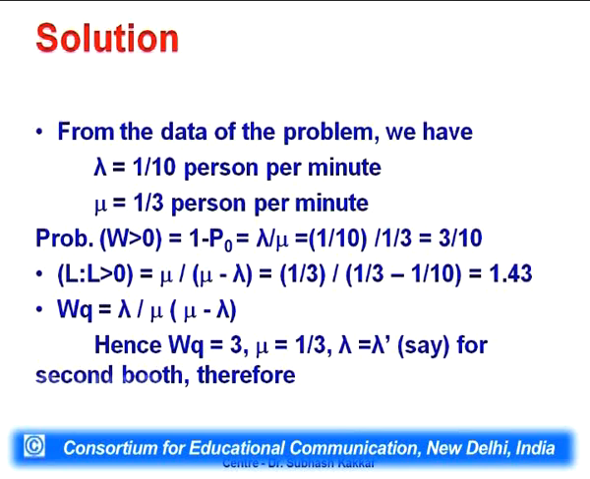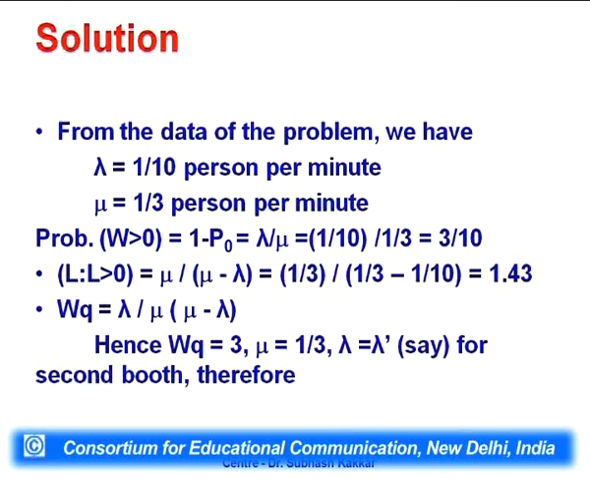And similarly, Wq, the waiting time in the queue, is lambda divided by mu within brackets mu minus lambda. Hence, Wq, the waiting time in the queue, is 3. Now mu is equal to 1 by 3 and lambda is equal to lambda dash.